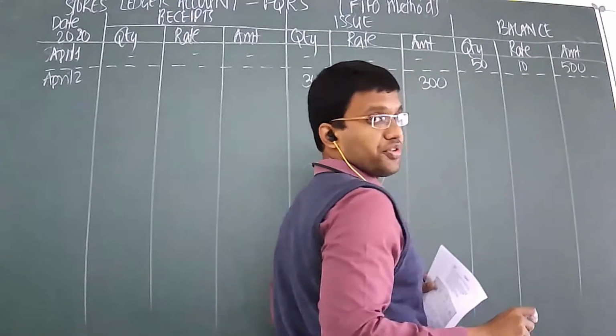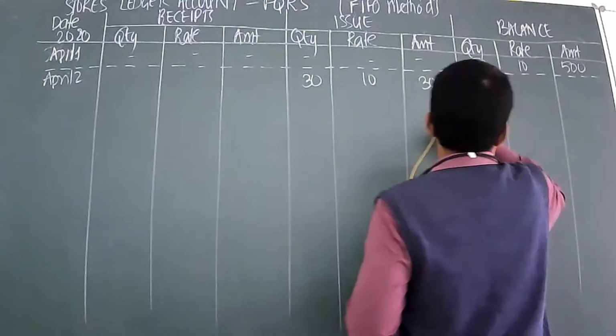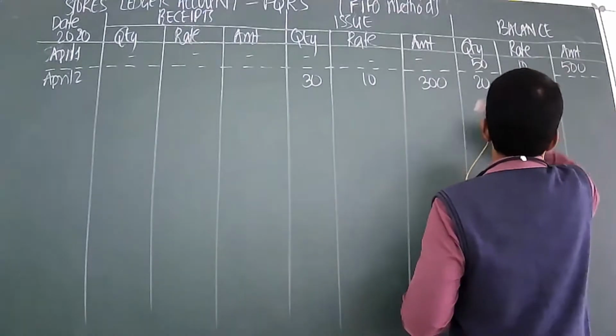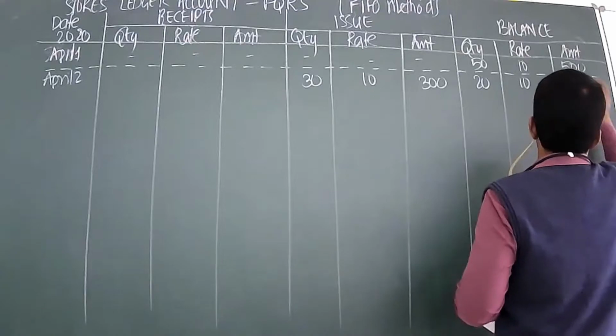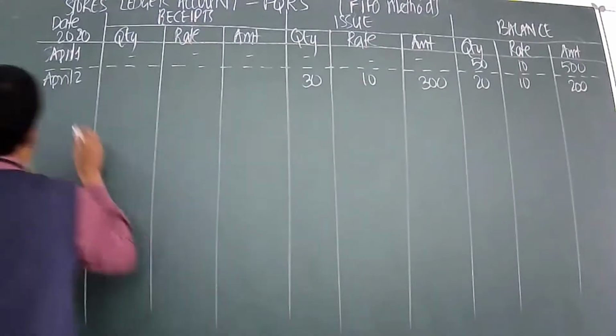Now it is mandatory for you to record your balance. So 20 is the quantity that is remaining. It was bought at 10. Work out the math, it is 200.